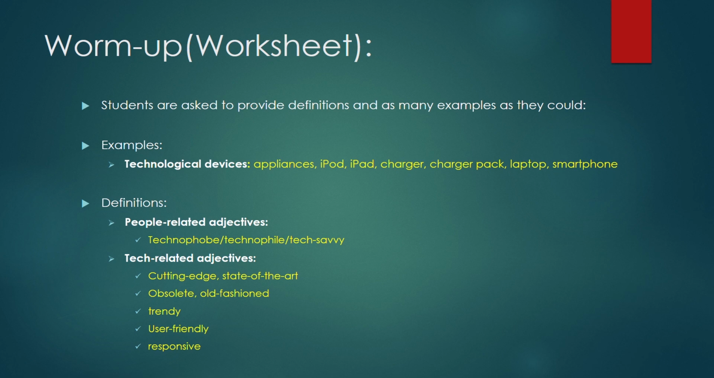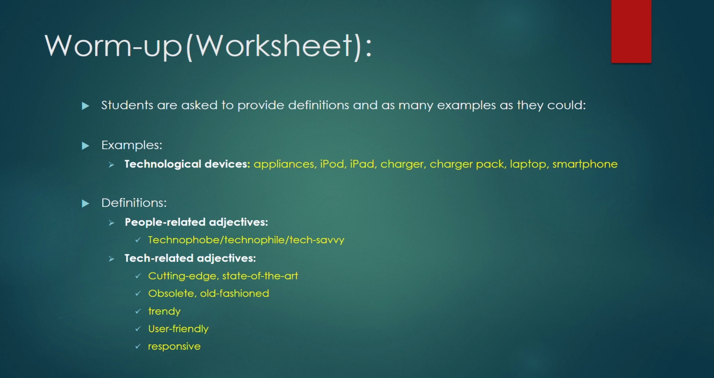Some tech-related adjectives. So these adjectives are basically used for describing devices, technologies. For example, cutting edge, state of the art. It means the latest technology. The contrary is old-fashioned, obsolete. So this means that the device you have is old and it needs to have an upgrade. Trendy, it means very popular with people, very interesting. So a trendy device is the one which is normally used by the majority of people.